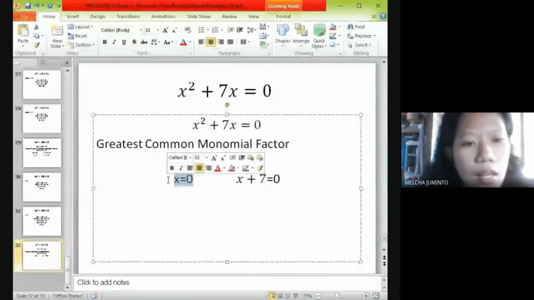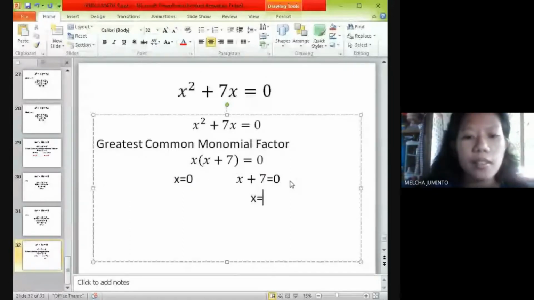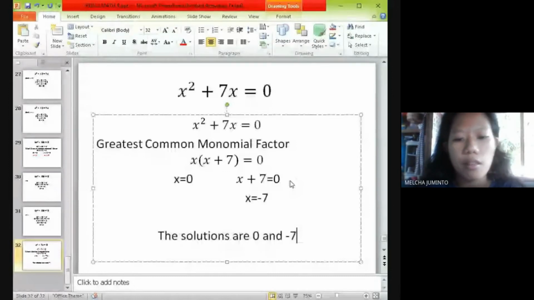So, one answer is 0. For the other answer, the 7 is moved to the other side, so it becomes negative 7. Therefore, the solutions are 0 and negative 7.